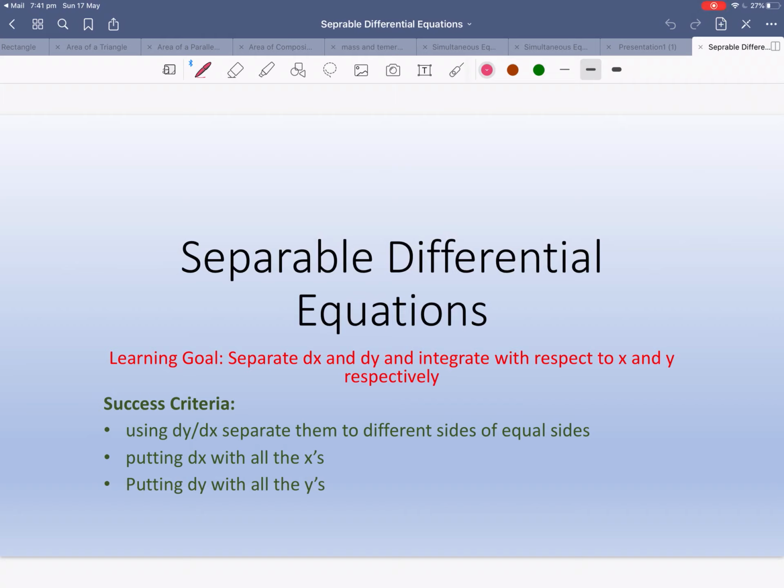Differential equations here, and the learning goal is to separate dx and dy and integrate with respect to x and to y. Okay, now the success criteria gives us a checklist of what we need to accomplish. So we need to separate dy and dx to separate sides of the equal sign, putting dx with all the x's and putting dy with all the y's, so we can actually integrate that. Now, how does that look like? Well, let's get into the example.